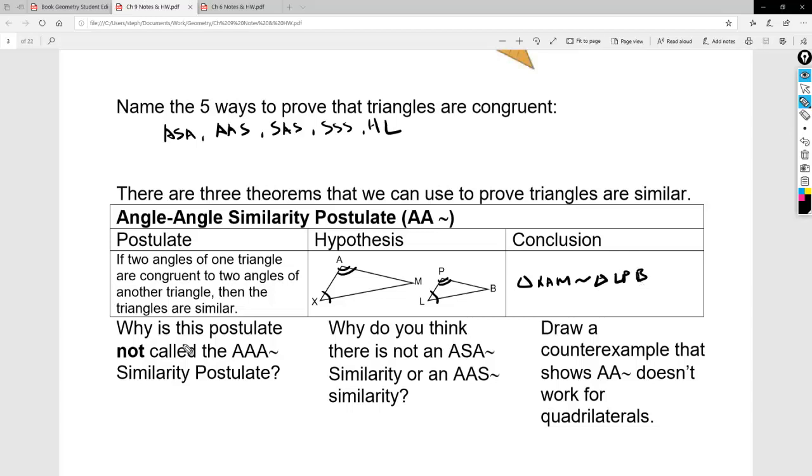Okay, now we call this the AA similarity postulate instead of the AAA because the third angle must be congruent. So if two angles of a triangle are congruent, then the third must be congruent.